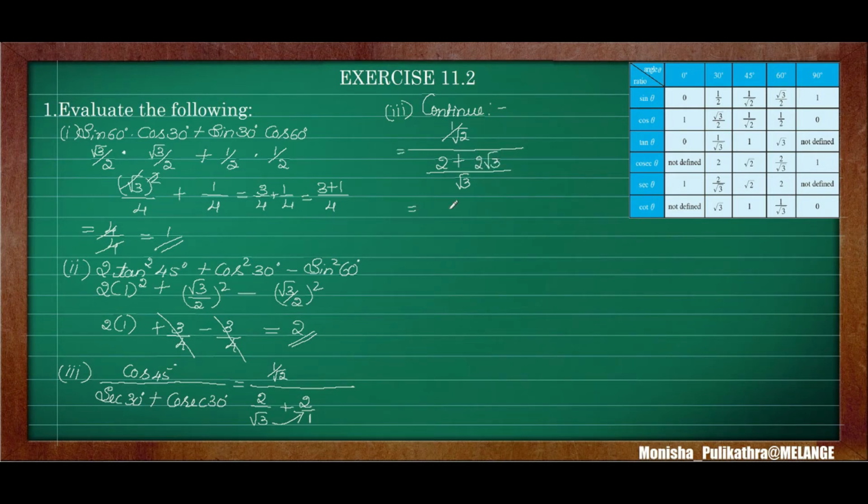Okay. In the next step I will be taking the reciprocal of this. So it will become 1 by root 2 into, so this reciprocal will become root 3 into 2 plus 2 root 3. Okay. So next, so root 3 into 1 is root 3.